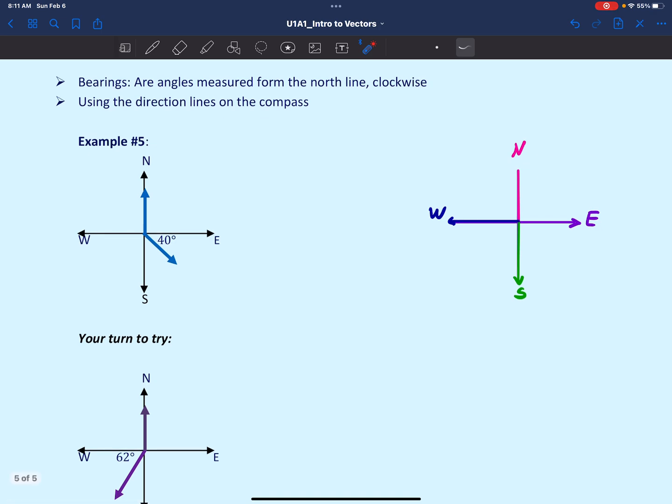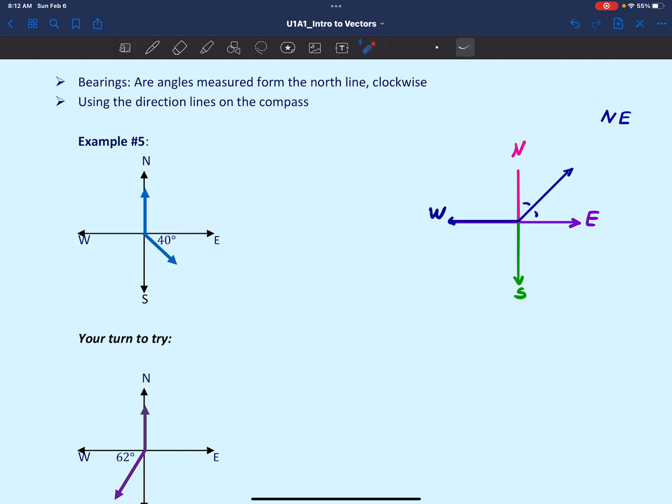Whenever we actually use bearings, obviously there are different ways of using the compass. We start from the north line and go in the clockwise direction. Now, whenever we are told that the object is moving in the northeast direction, it means that this object will go halfway between north and east. So we're going to have a 45-degree angle. Same applies to going southwest or southeast or northwest.